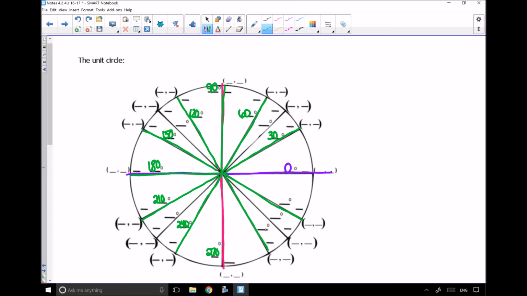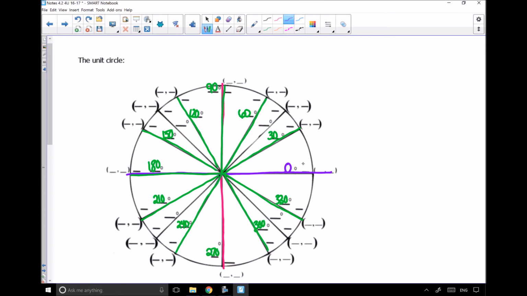Okay, and again, this is nothing new for our degrees right here. Sorry, this shouldn't be 310, this should be 300, and this is 330. So you guys already know this stuff from 3U. Now the question is, what are its corresponding radian measures?